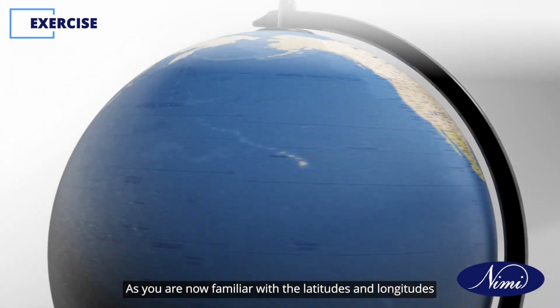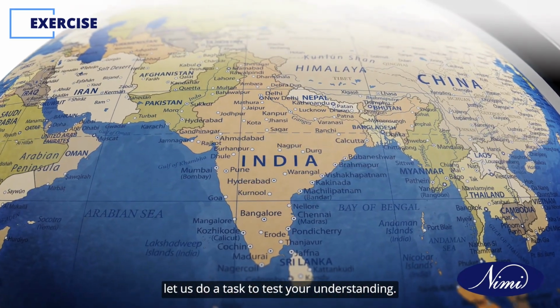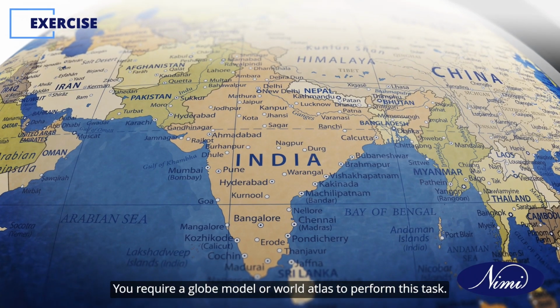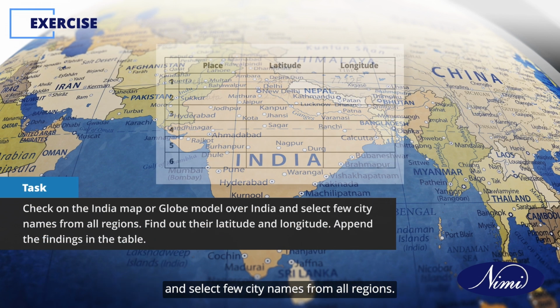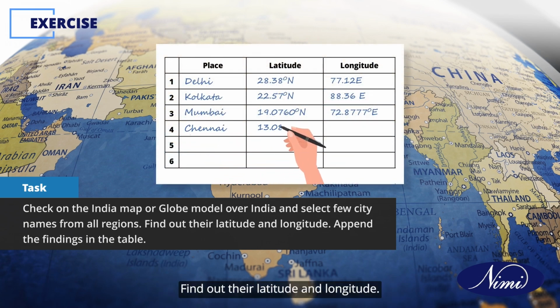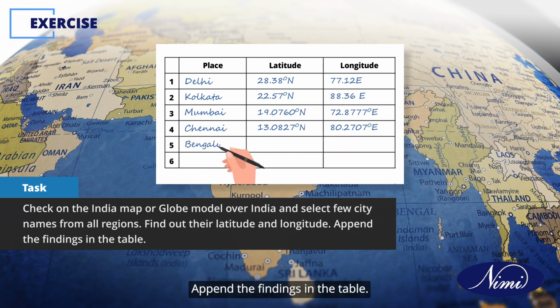As you are now familiar with latitudes and longitudes, let us do a task to test your understanding. You require a globe model or world atlas to perform this task. Your task is to check on the India map or globe model over India and select a few city names from all regions. Find out their latitude and longitude. Append the findings in the table.